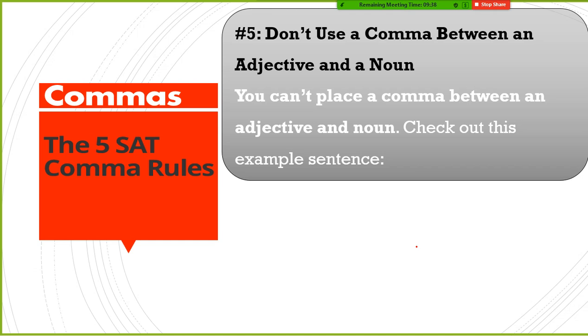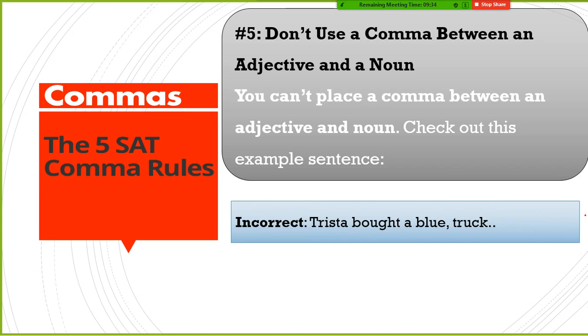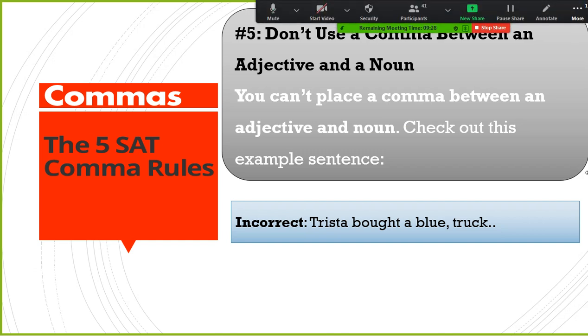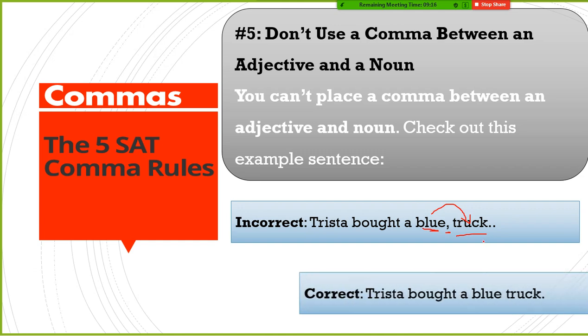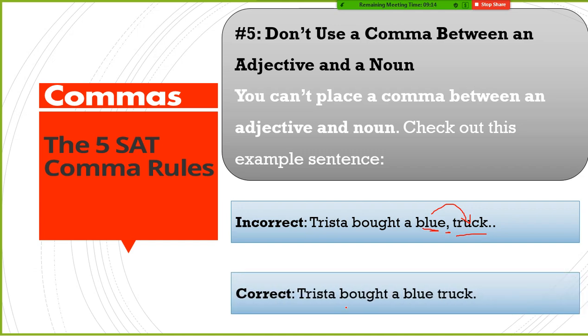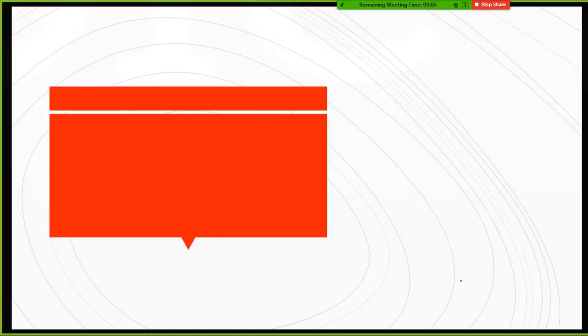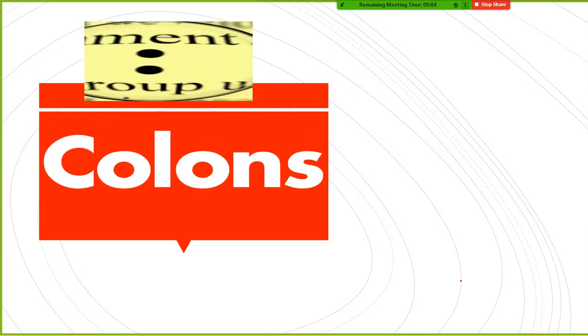We don't use the comma between an adjective and a noun. How can I do this? Look at this example: Tresta bought a blue truck. The noun is truck, and blue is an adjective that describes truck. I cannot separate the adjective that describes this noun with a comma. The correct thing is to just erase this comma to be like this. No commas to separate the adjective from the noun that it describes.